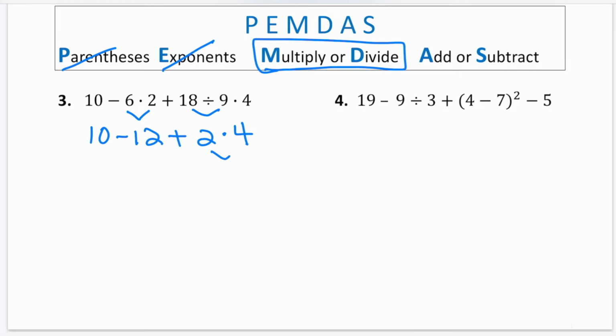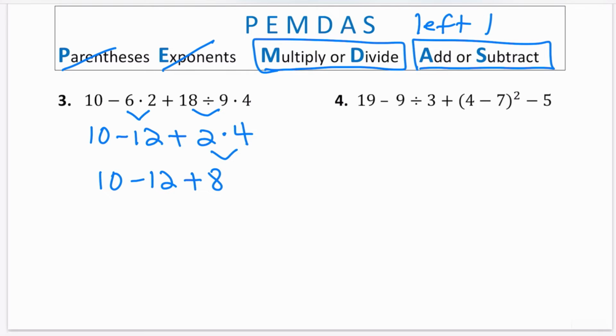So I still have multiplication here. So I have 10 minus 12 plus 8. And then finally we add or subtract, also from left to right, whichever one comes first. So here 10 minus 12 is negative 2, and negative 2 plus 8 is equal to 6. So the final answer is 6.